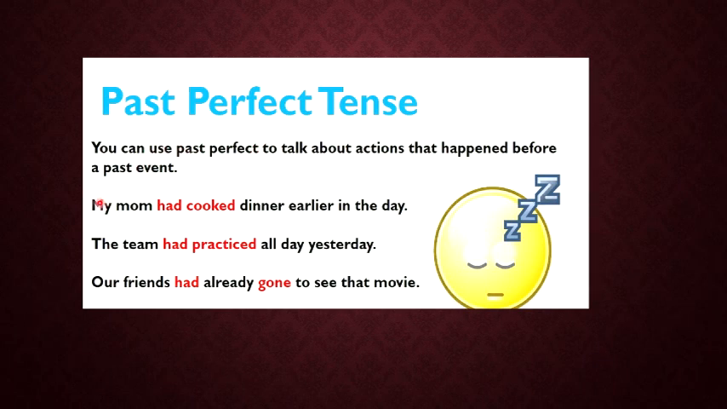Okay? Like my mom had cooked dinner earlier in the day. So the word is had cooked. The teen had practiced all day yesterday. Our friends had already gone to see that movie. So this is all past perfect. You should understand how to recognize when you have helping verb had and you have third form of your verb. That means it is the past perfect tense.